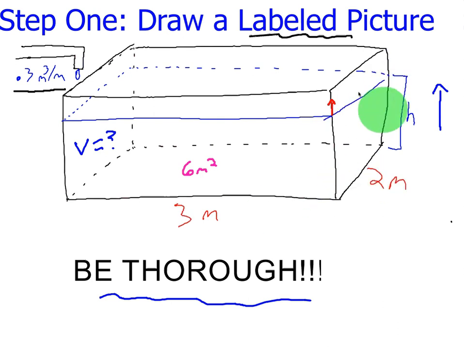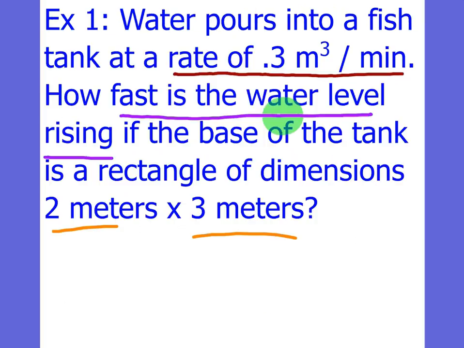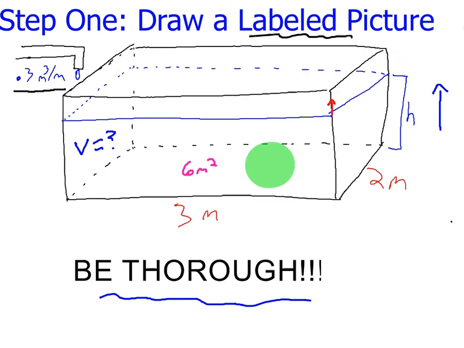But again, like I said, you want to be thorough, so I basically labeled everything. So that's our picture for the first example. You're just going to draw a picture, and you're going to write everything down that you can and be thorough. Now, we draw a picture just because we are visual as humans and it really helps us to understand the concept better.